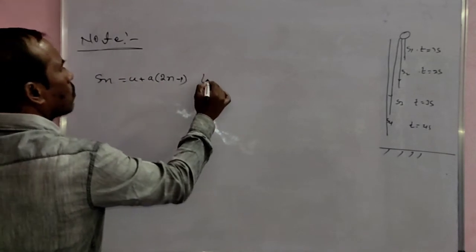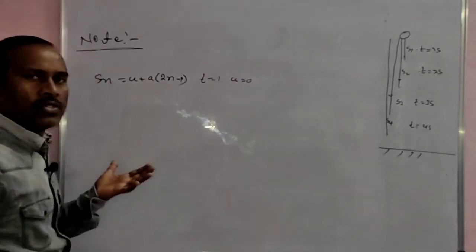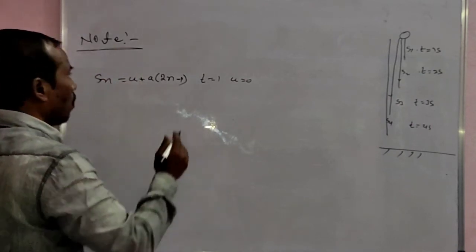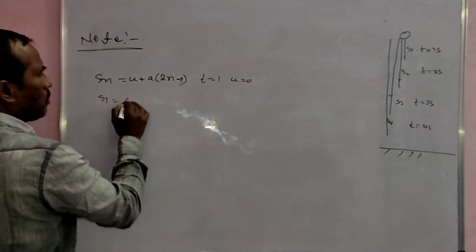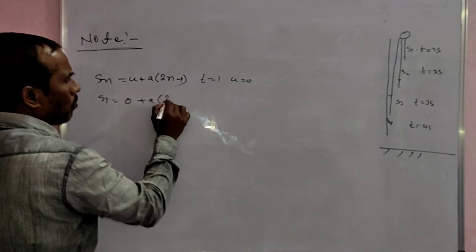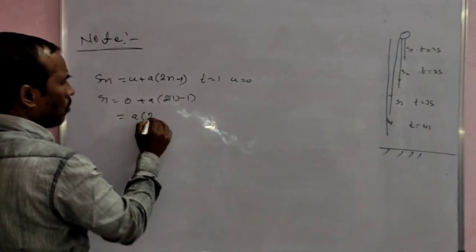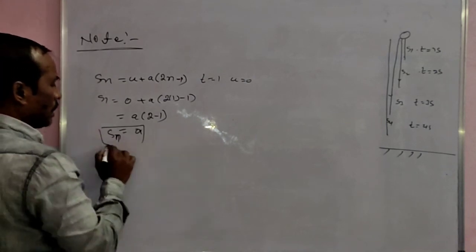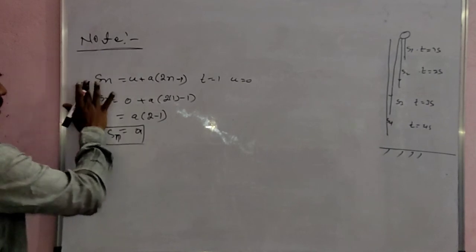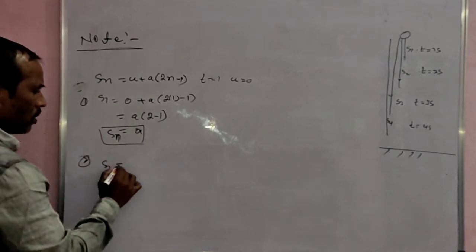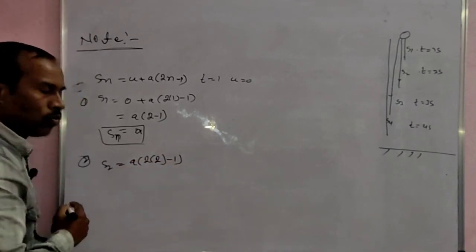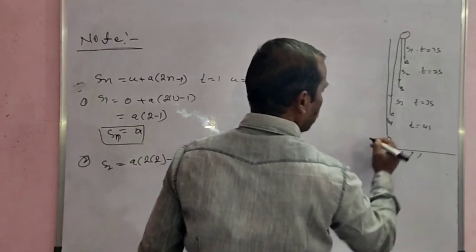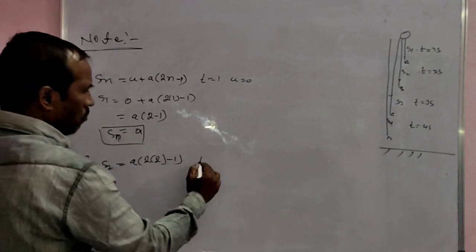Here, u is equal to 0, which means the body is moving from rest on the surface of the earth. Now for 1 second, the displacement s1 is equal to a into 2 times 1 minus 1, which is a into 1, just a. So the ratio is just a. Second case, s2 is a into 2 times 2 minus 1. The distance traveled from point a to point b, point c, point d, and so on. Next, t is equal to 2 seconds.